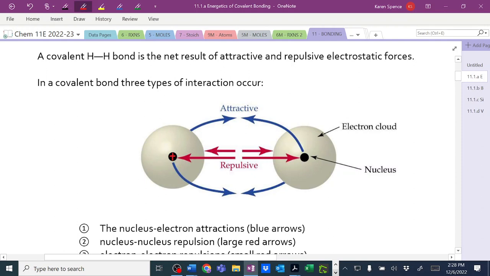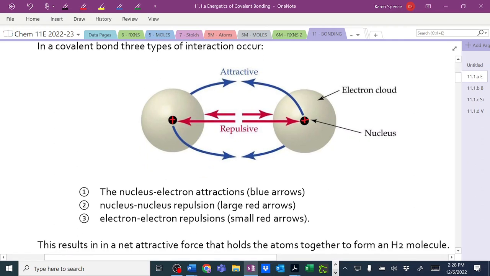So look at this nucleus. What's it doing to the nucleus of the other atom? What does nucleus A do to nucleus B? Nucleus A repels nucleus B. So we have nucleus-nucleus repulsion. Now, we have also our electrons in the cloud out here, right? So we have negative and we have negative. What are those electron clouds doing to each other? They are repelling, so we have electron-electron repulsion.